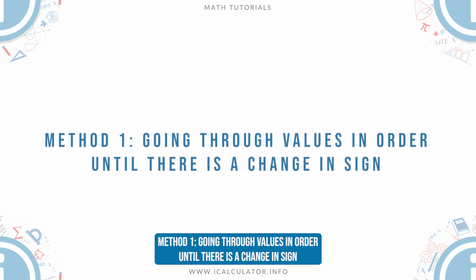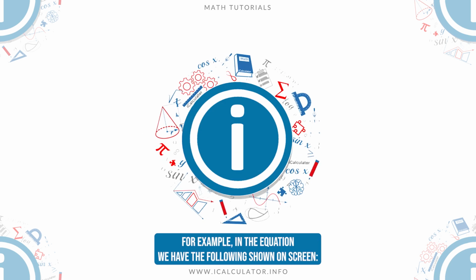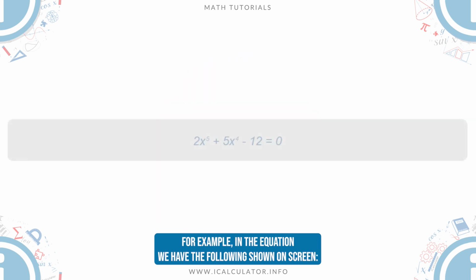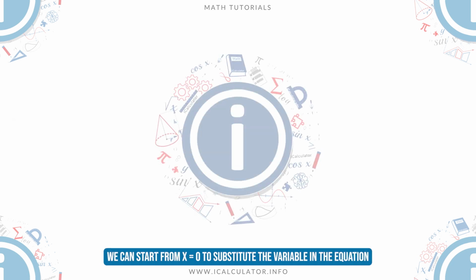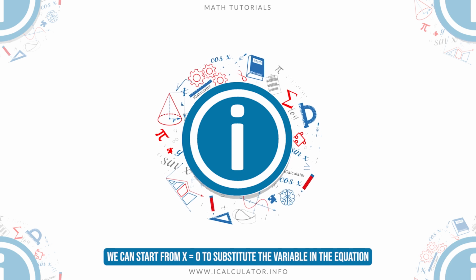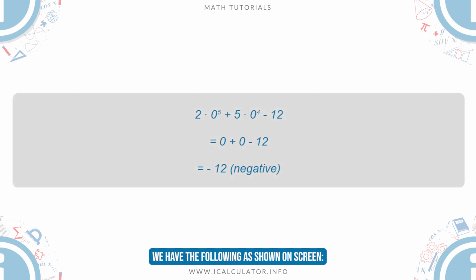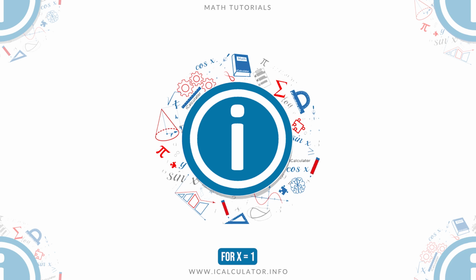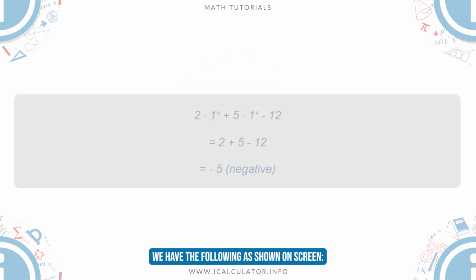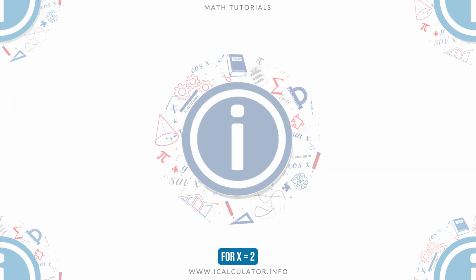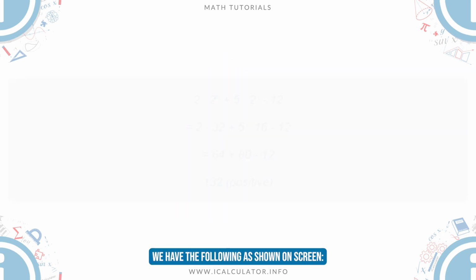Method 1, going through values in order until there is a change in sign. For example, in the equation, we have the following as shown on screen. We can start from x equals 0 to substitute the variable in the equation. We have the following as shown on screen. For x equals 1, we have the following as shown on screen. For x equals 2, we have the following as shown on screen.